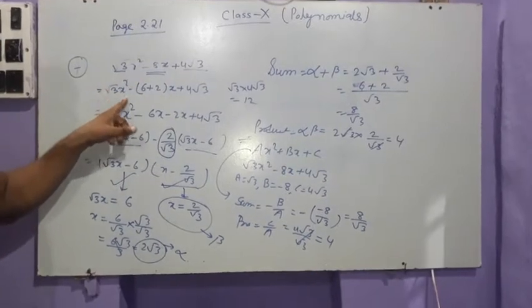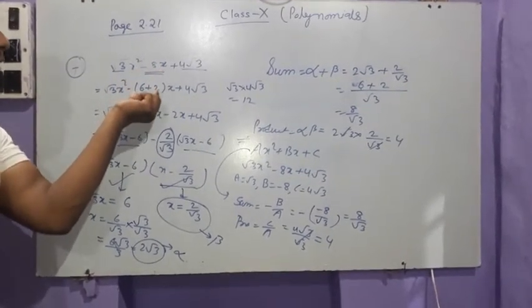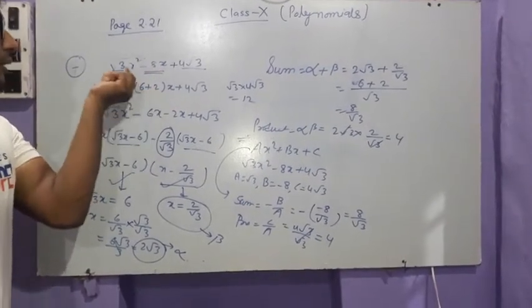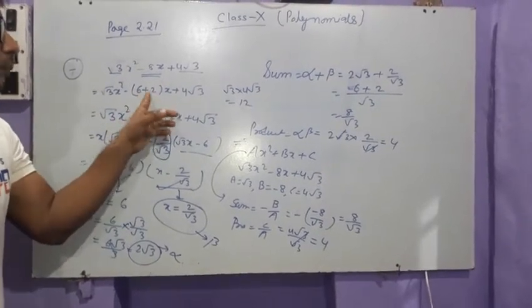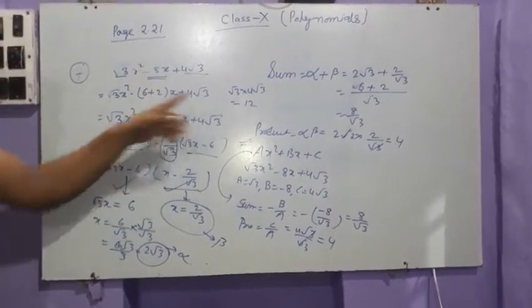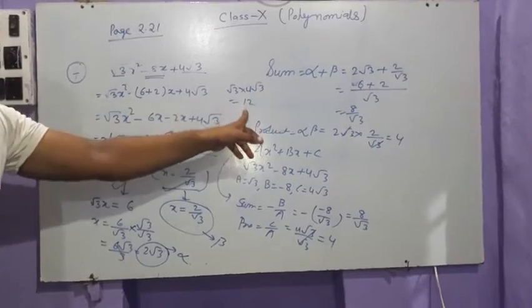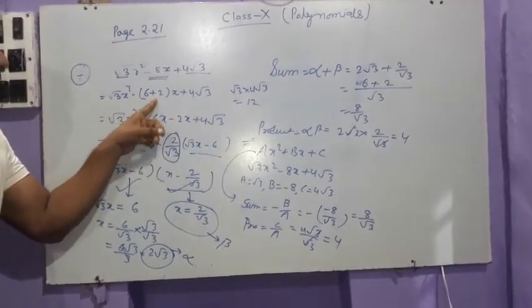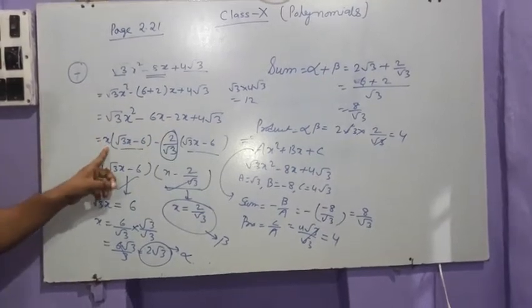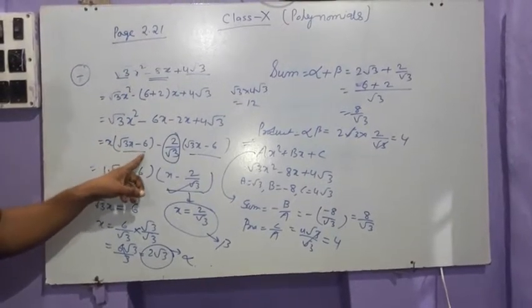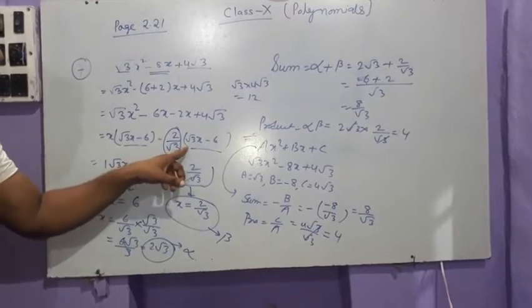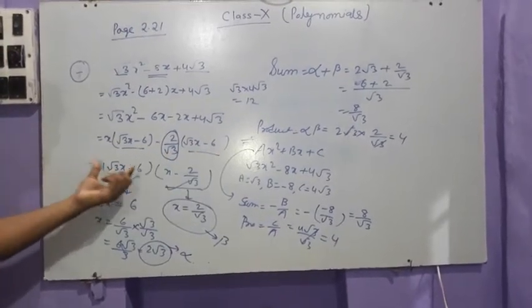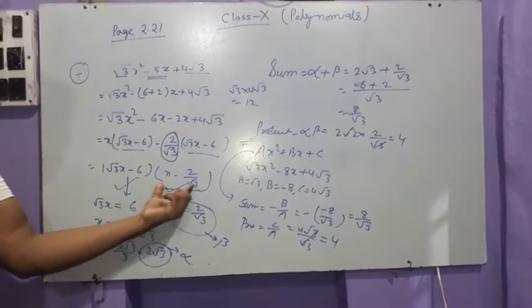So root 3x square minus 8x plus 4 root 3. We have to split 8 into 2 parts, 6 plus 2. 6 plus 2 is 8 and 6 into 2 is 12, which is root 3 times 4 root 3. So root 3x square minus 6x minus 2x plus 4 root 3. Again we take x common, so root 3x minus 6, and minus 2 by root 3 will be common, so root 3x minus 6 here and x minus 2 by root 3.